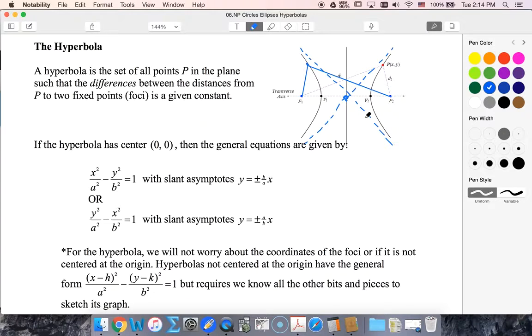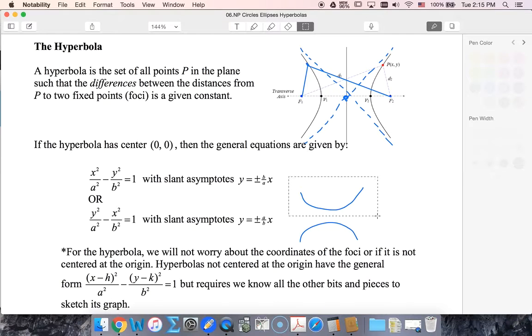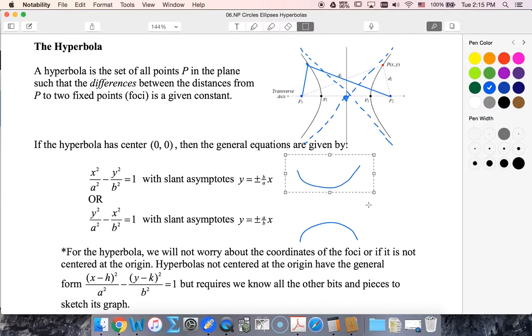So if my hyperbola opens sideways, then I'm going to have this form of the equation. My slant asymptotes are going to have the slope b over a. If my hyperbola opens up, so that would be this case, now I would have curves facing this way, and this was not drawn very well. Let me lift this up some. So now in this case, I would have something like this. My center again is at 0, 0.